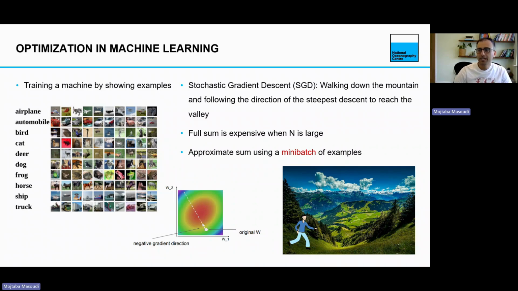For reducing error, you need to go in the negative direction of the gradient. If we wanted to calculate that, we would need to have the whole data, but it's not possible to get the whole dataset. So we need to approximate with a mini batch of examples, and then the idea of stochastic gradient descent comes up. People showed that this noisy mini batch can also be helpful for calculating the error.